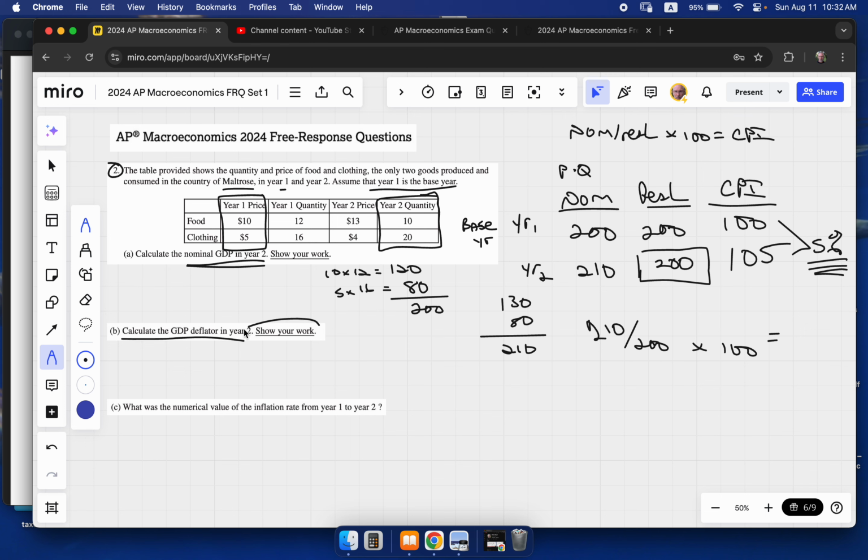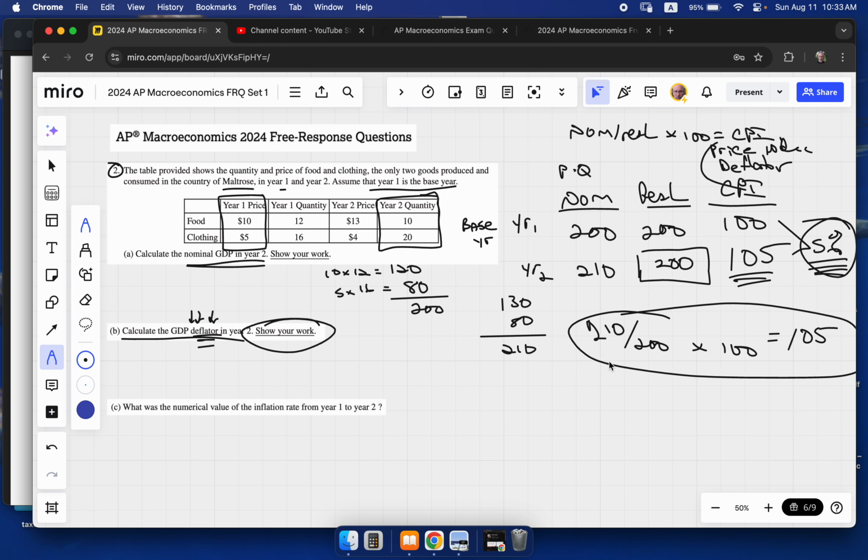Calculate the GDP deflator. Show your work. So we've already found it. We know our GDP deflator is 105, right? CPI, deflator, price index, all mathematically treated the same way. They could have used the word deflator here or CPI or price index, and it would have been the same thing. So we've already done our math, so it's right here. That is our deflator. Nominal over real times 100 is CPI, is the deflator, is a price index.